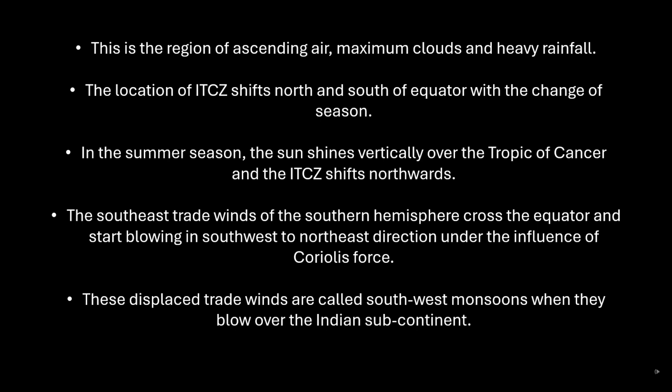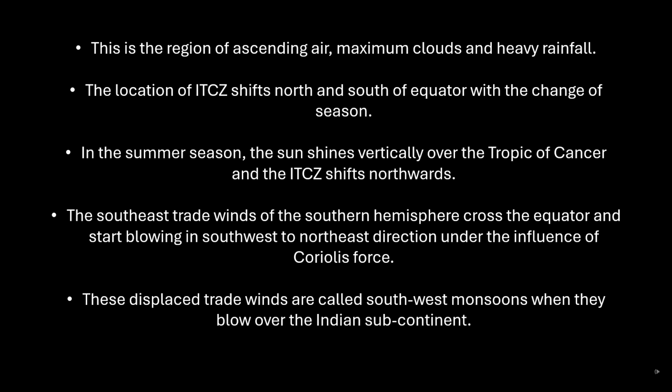This is the region of ascending air, maximum clouds and heavy rainfall. The location of the ITCZ shifts north and south of the equator with the change of season. In the summer season, the sun shines vertically over the Tropic of Cancer and the ITCZ shifts northwards. The southeast trade winds of the southern hemisphere cross the equator and start blowing in a southwest to northeast direction under the influence of Coriolis force.